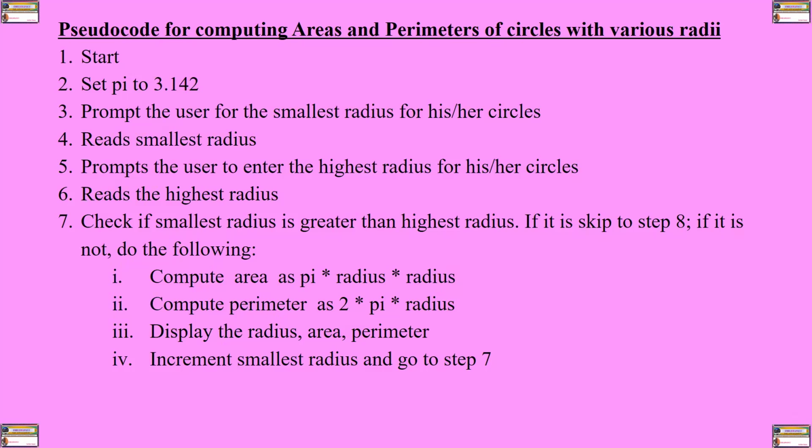And then we go back to step 7, where we check if the current value of smallest radius is greater than the highest radius. If it is true, we exit the loop. Otherwise, we repeat: compute the area, compute the perimeter, display the radius, area, and perimeter, and again increment the smallest radius. That will continue until the value of smallest radius is greater than the highest radius, and then we stop. So that's the pseudocode for our program.